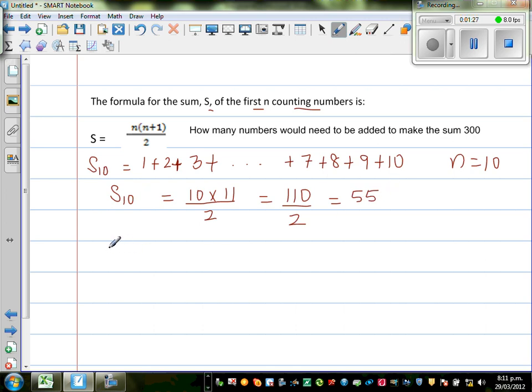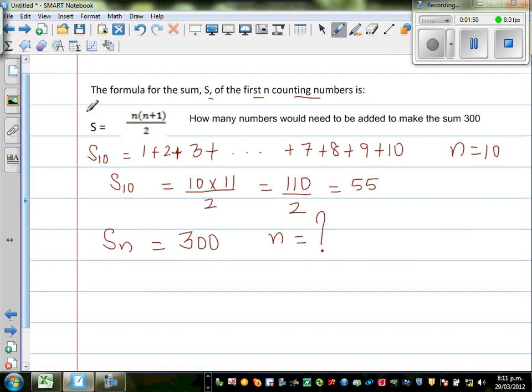Now they are telling us Sn is 300. So the question is, what is n? This is your question mark. So how would we do this? Here you have S, and you want to find n.